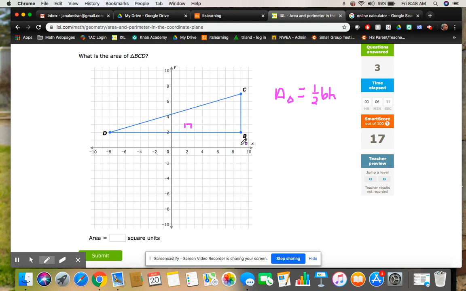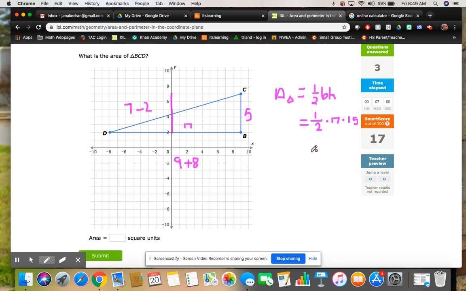And I could double check that by subtracting 9 minus -8, which ends up being 9 plus 8, which is 17. And then my height is 1, 2, 3, 4, 5. And so I could do, looks like, 7 minus 2, which is 5. And so in order to find the area of this triangle, I would do 1/2 times 17 times 5.